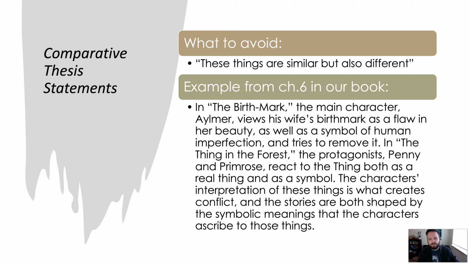And so what that does is it sets us up to understand that we're going to look at both the character of Aylmer and the way that he looks at his wife's birthmark, and the characters of Penny and Primrose and how they look at the thing, and how these perceptions are creating conflict. We're going to look at the similarities and differences between those two things. It sets us up to understand that we're going to talk about The Birthmark first, because that's what comes first in the thesis statement, and then we're going to talk about The Thing in the Forest.